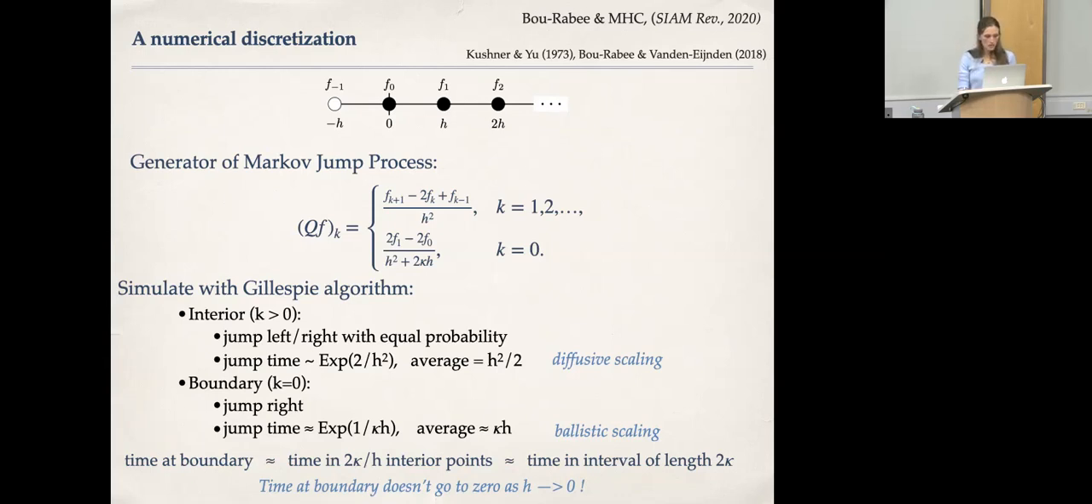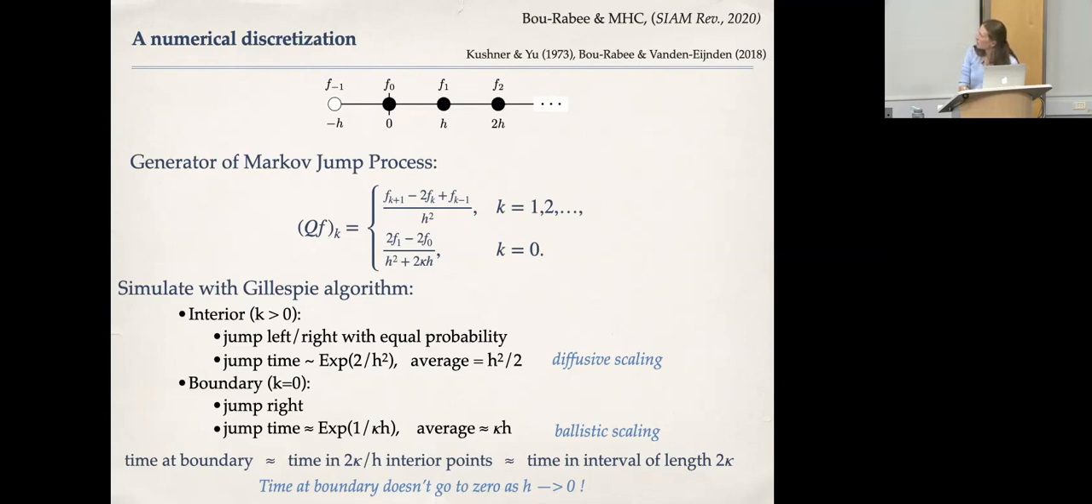The way that works is, we look at the rates, and they tell us that if we're in the interior, at point k, I can jump to the left or right with equal probability. The time it takes me to do that is given by this diagonal coefficient. It will be an exponential random variable with mean h squared over 2. So we recover the usual diffusive scaling of a diffusion process, where the time is the square of the distance you've gone.